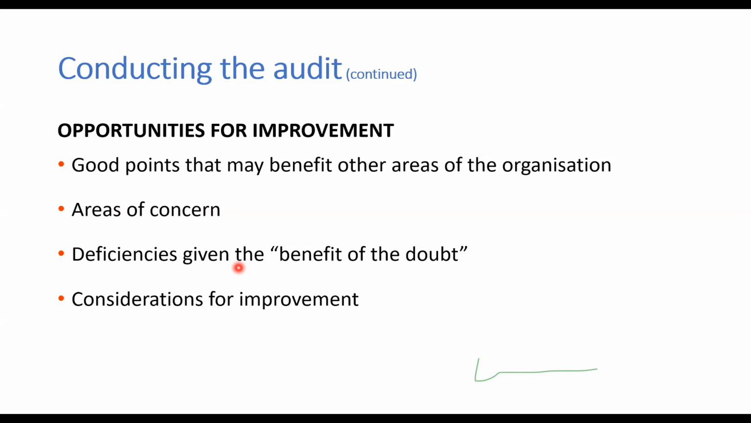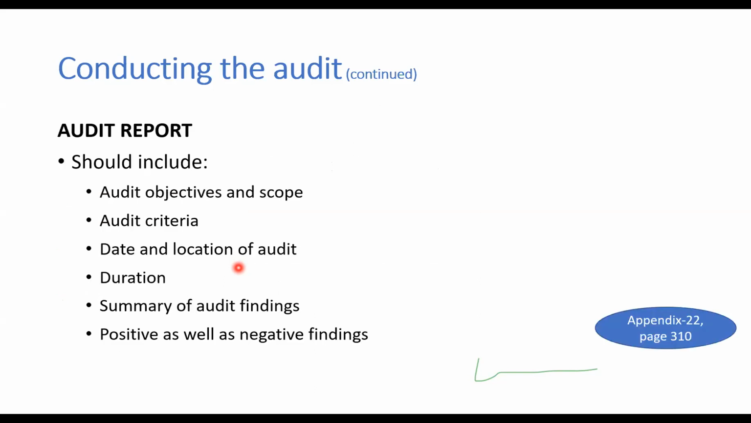You as an auditor, ideally, are not allowed to give suggestions or recommendations. You should only write the opportunities for improvement in terms of the minor problems or small issues which the organization can take. Your audit report should include the audit objective and scope, audit criteria, date and location of the audit, duration, how much time you have spent, and a summary of the audit findings, positive as well as negative. This can be seen in appendix number 22, page number 310.